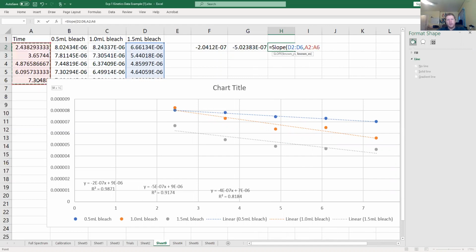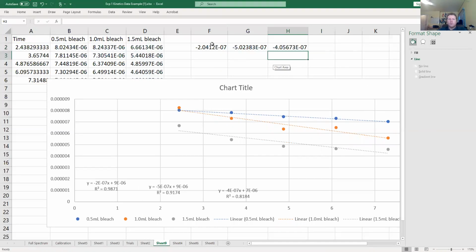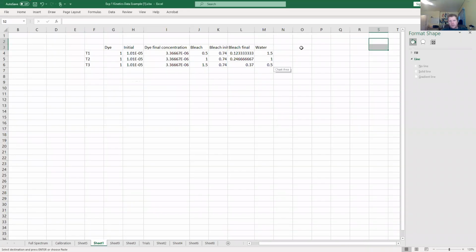I'm highlighting my known y values, which is my concentration, and then pressing comma, and then highlighting my known x values, which are my time points. So these are all the values that you're actually going to need moving forward. Now I have my initial rates for each of my reactions. I'm going to copy all of that into this table right here, the one that we previously looked at, where we gave the lowdown for what our reaction consisted of.